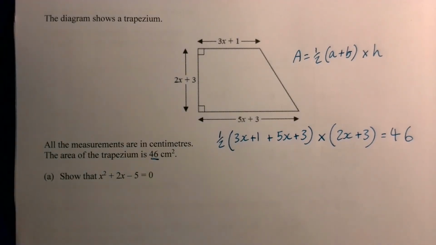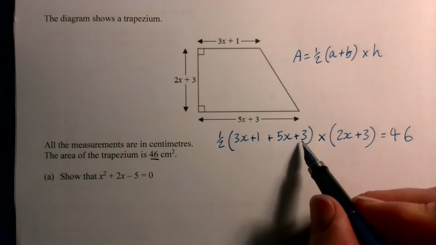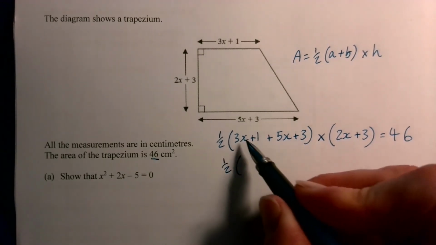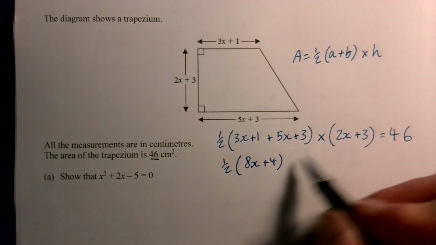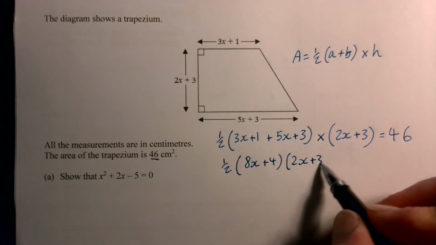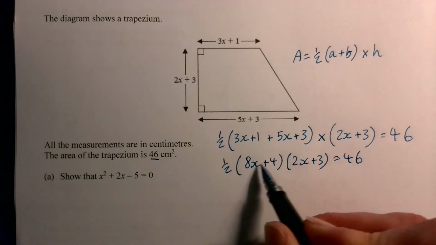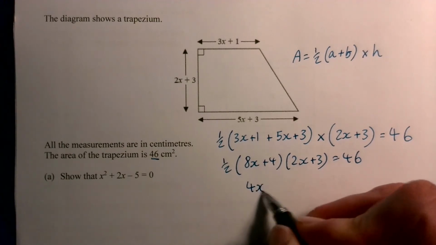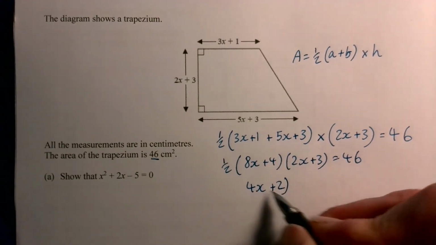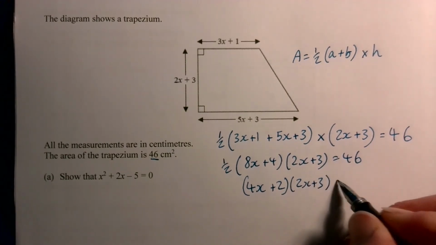To get the final mark, we just have to show that we can multiply things out and simplify. So let's start with this bracket here. Keep the half, 3 plus 5 is 8x, plus 4, and then there's that times 2x plus 3. Well, we don't actually have to have the times symbol, do we? Let's multiply both of these things by a half. A half of 8x is 4x, a half of 4 is 2, but all of that still needs to be multiplied by 2x plus 3.